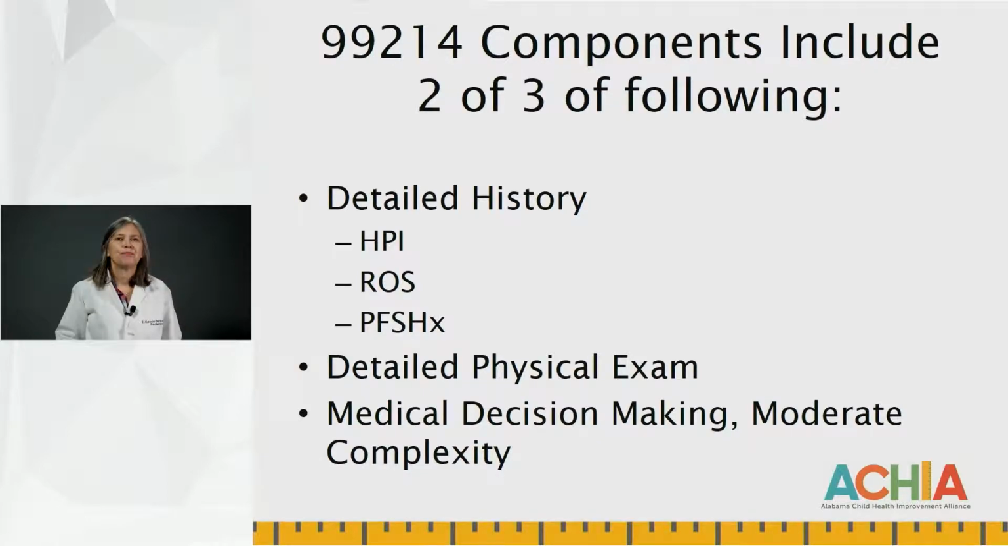So to wrap up, if you want to bill a level 4 established patient visit, you need to have either a detailed history, a detailed physical exam, and medical decision making of moderate complexity. You need 2 of 3 of those.